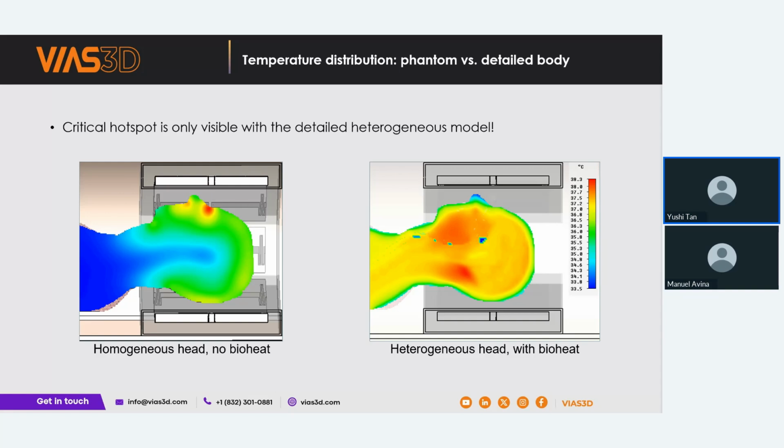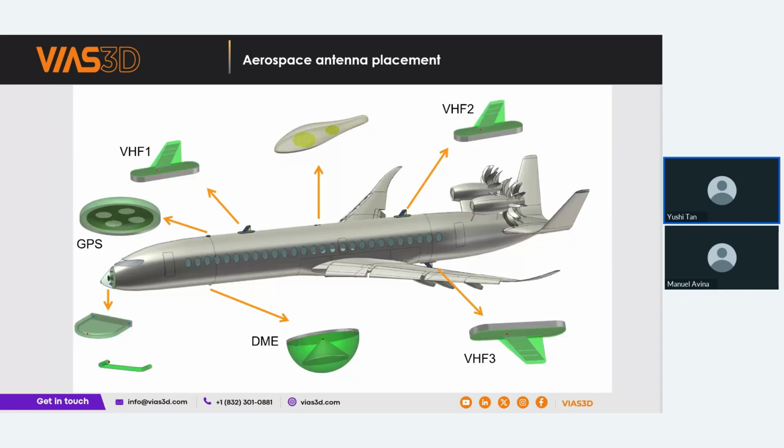All right, so let me move on to the last topic of the day. It's really in aerospace, and I'm going to focus on the antenna portion of it. We talked about it a little bit in the high-tech slides, but over here we're talking about an airplane in the aerospace industry. The airplane can have a lot of these antennas built in for communication, for safety, and for connectivity. So we have VHF antennas in various locations.